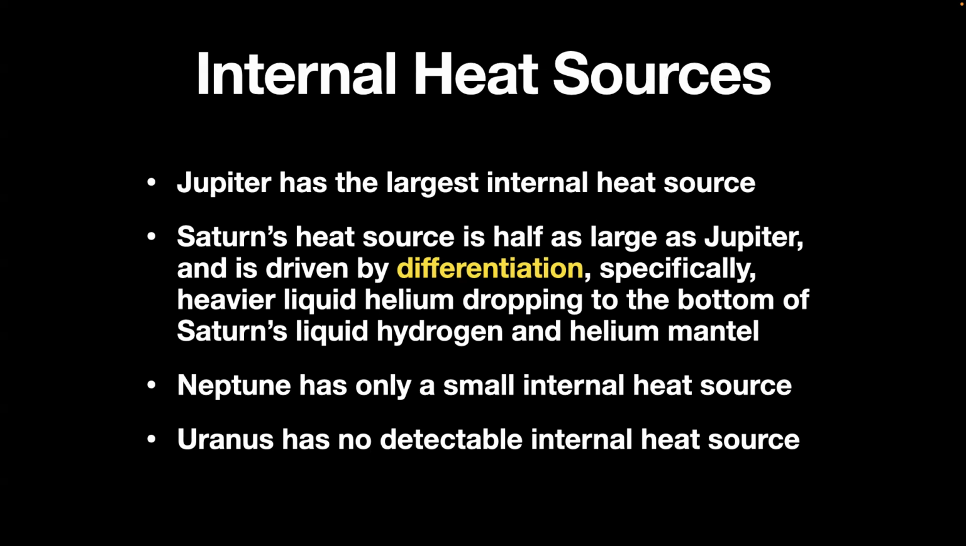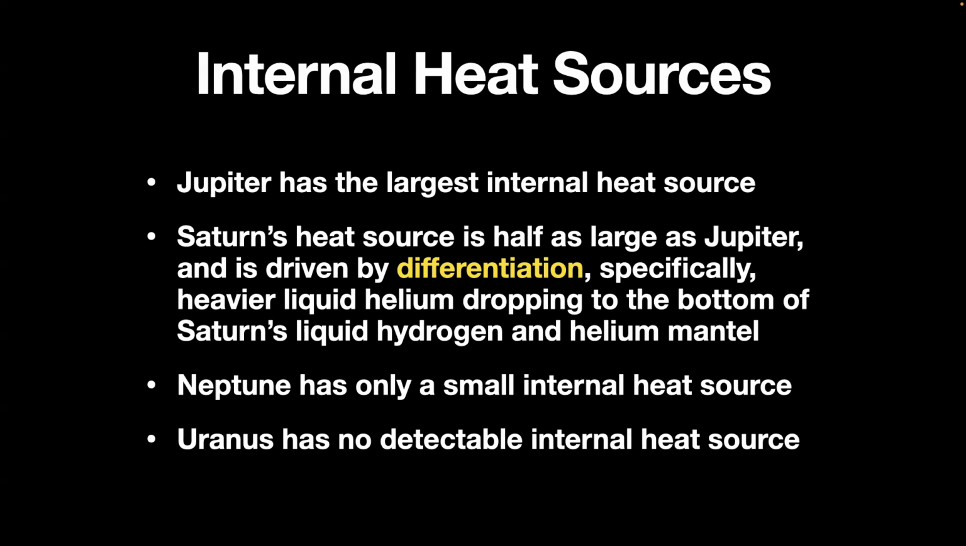Saturn has an internal heat source as well that is half as large as Jupiter's. And the source of this heat is differentiation, right? This process where different molecules and elements separate. We talked about this with the terrestrial planets, where the nickel and iron in a molten planet are the heaviest elements, so they're going to sink to the core, sink to the bottom, and let all the rocks and stuff float to the surface.